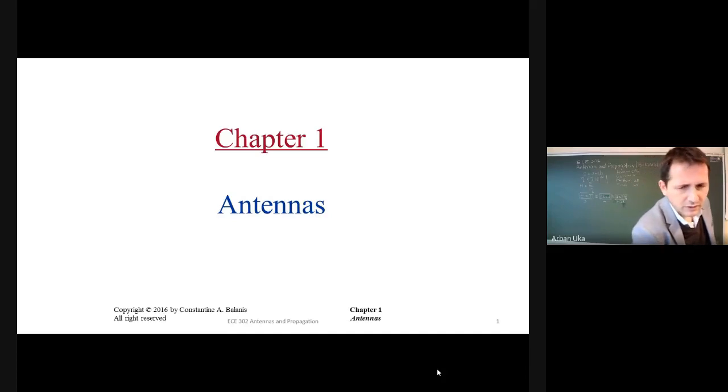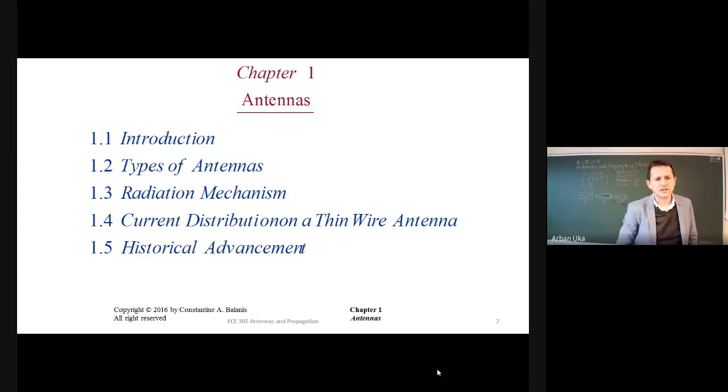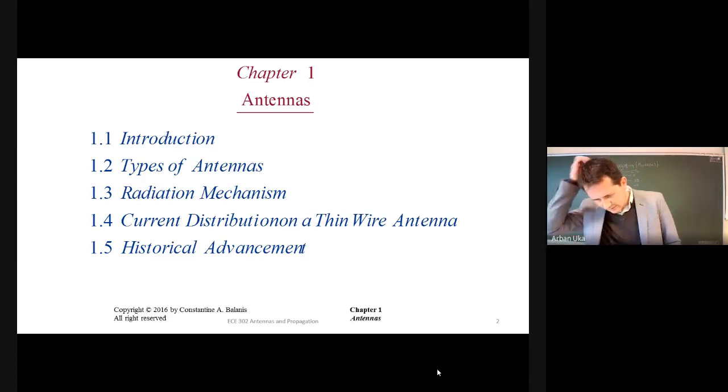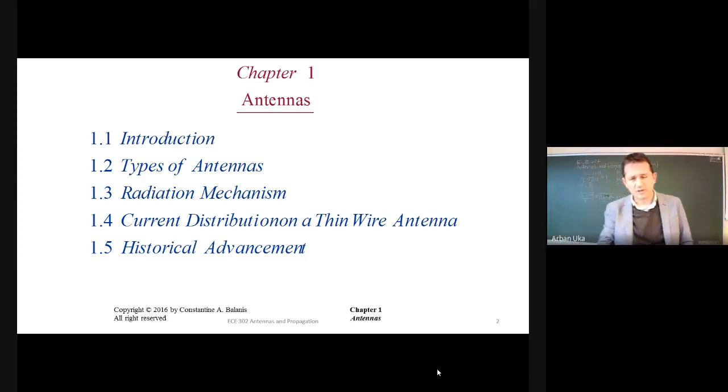Okay, so we're going to discuss antennas, and initially we want to talk about the introduction of antennas, the types, and also an essential element, the radiation mechanism, then the current distribution on thin wire antennas, and how the antennas have developed. I might need to jump sometimes between the slides and the notes on the board, and that's exactly what we will have to do.